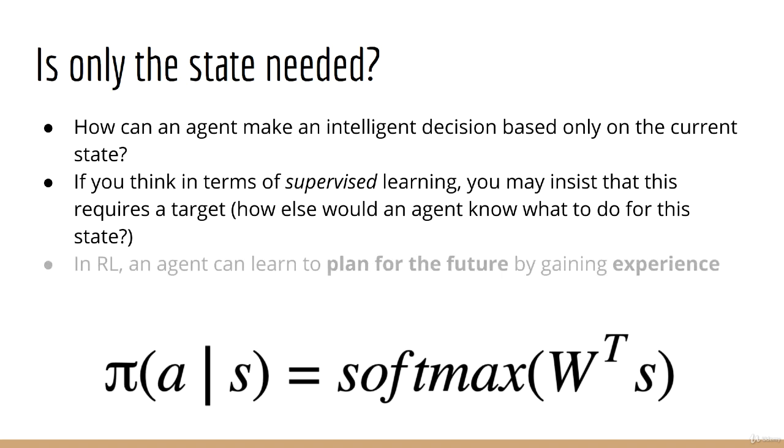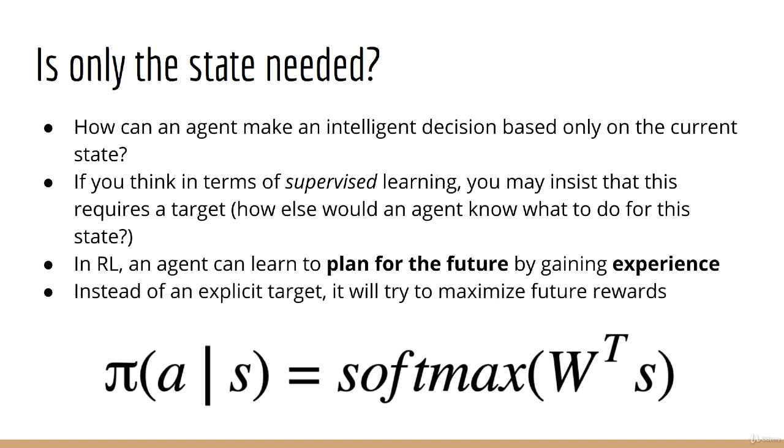But in fact, it's quite possible for an agent to learn how to plan for the future using experience collected by playing multiple episodes. Even without an explicit target for a given state, the agent can still learn what action to perform such that it maximizes rewards in the future. This is what we will learn about in the coming lectures.